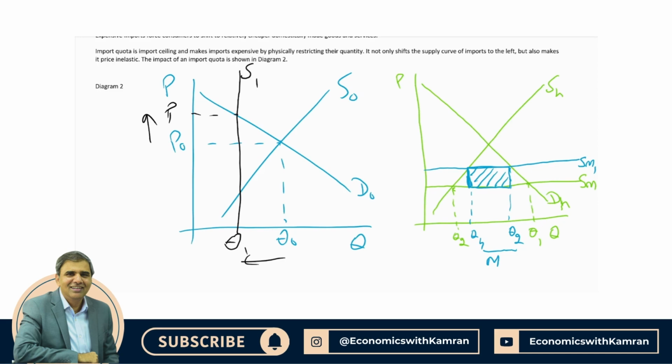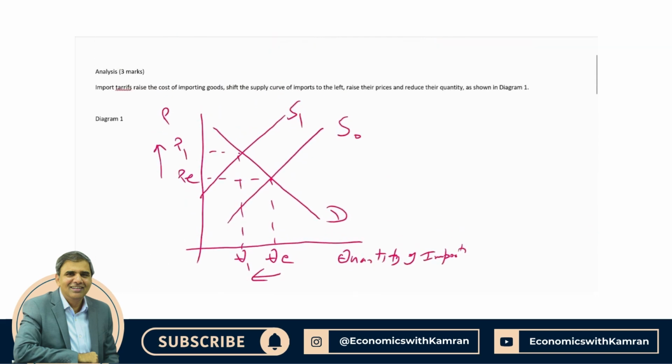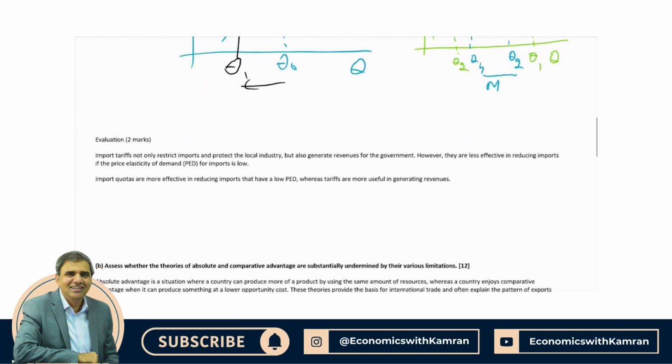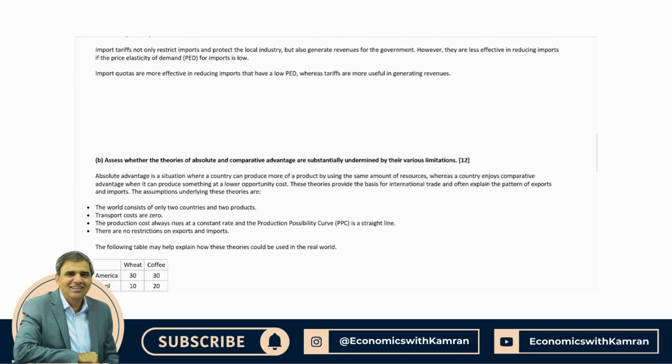However, that is quota. This diagram is for quota and this diagram is for tariffs. But a simpler diagram is also acceptable for showing the impact of a tariff. So this was part A, and now we move to part B.